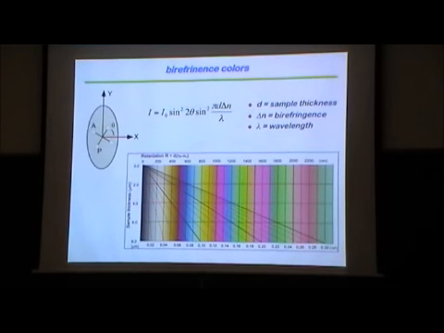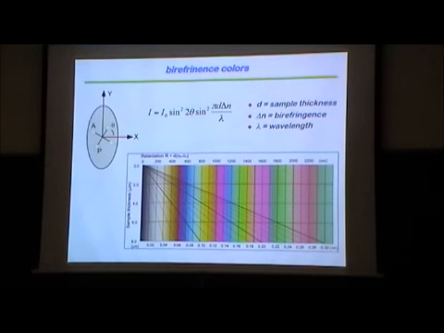Right now, if you shine white light on a sample, so light with a distribution of wavelengths, since the transmission depends on the wavelength, then through a certain thickness of sample, we'll get different phase shifts for the different wavelengths. So for a typical white light spectrum, this kind of standard chart shows what colors will appear between cross-polarizer and analyzer in transmission as a function of the thickness. Basically, the retardation is d times delta n.